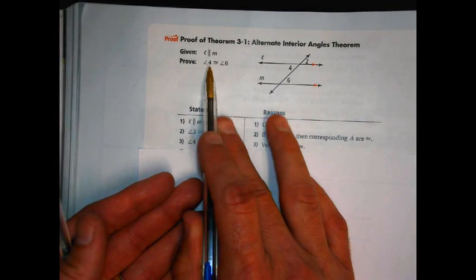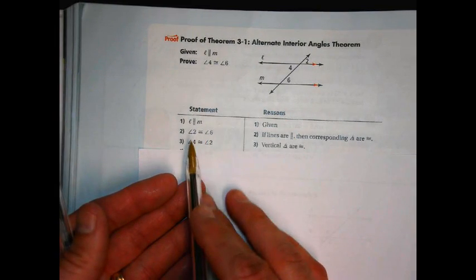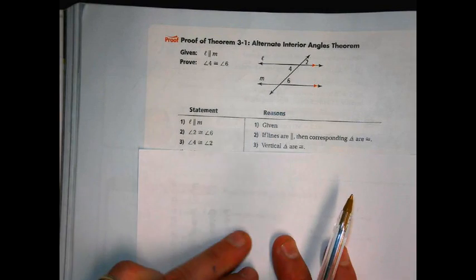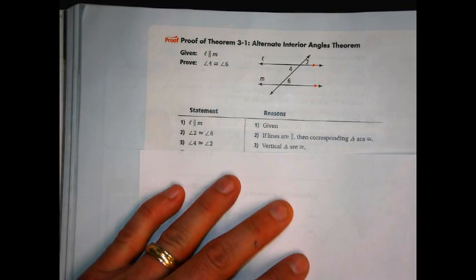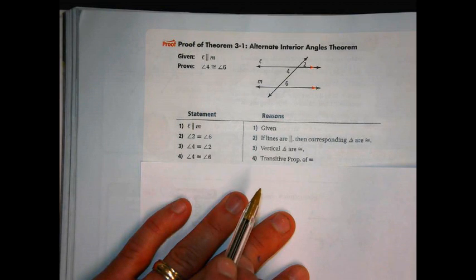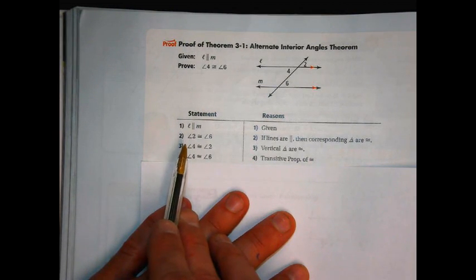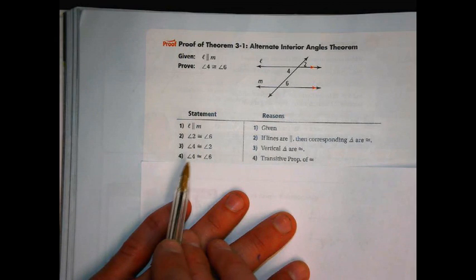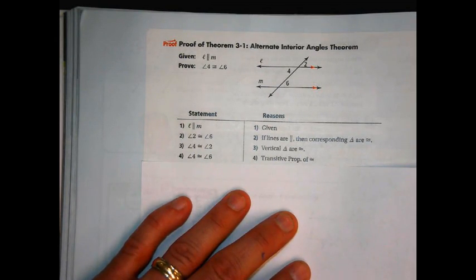But look at what we have here. Do you see what's next? I hope you see what's next because we're done. Angle 4 is congruent to angle 6. How do I know? Transitive property. If 6 and 2, and 2 and 4, then 6 and 4. Transitive property of congruence. So make sure you're using of congruence. Okay? So that's how we can use a proof.